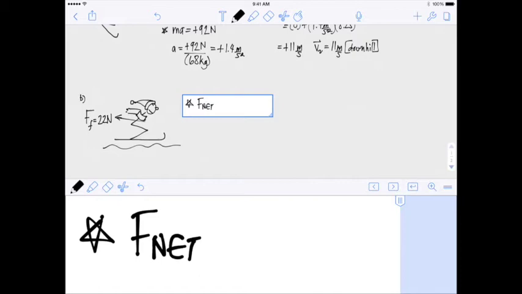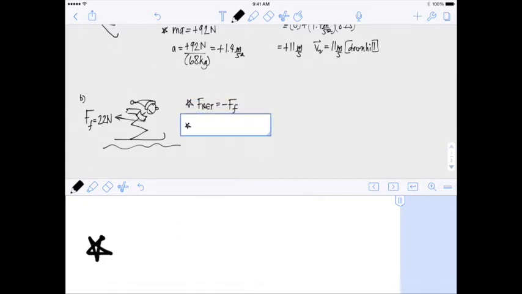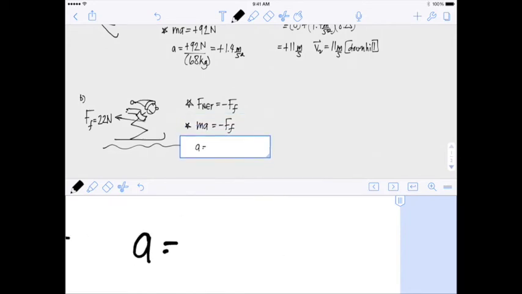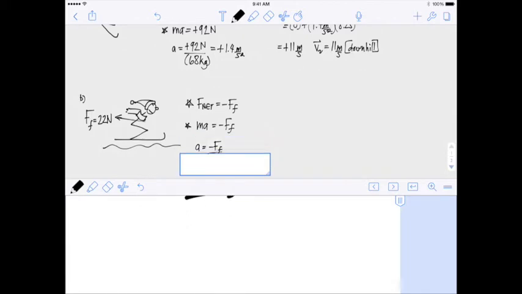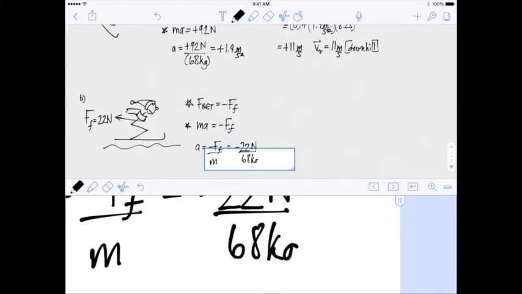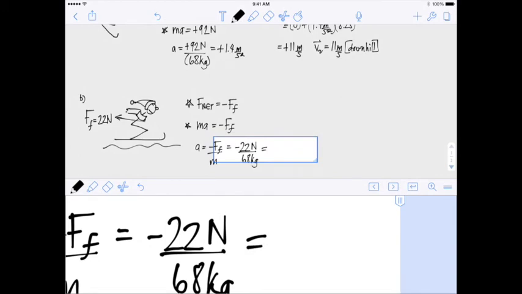The first step is to list all the forces acting on the object. In this case, we have 1, and it's in the backwards direction, and it's the force of friction acting on this object. The second step is to replace the expression F net with the equation MA. So we know that MA is equal to negative force of friction. If we rearrange this equation, we get acceleration is equal to negative the force of friction divided by the mass. And we can go ahead and sub and solve. That's negative 22 newtons divided by a mass of 68 kilograms. If you punch this into your calculators, you should get an acceleration of negative 0.32 meters per second squared.